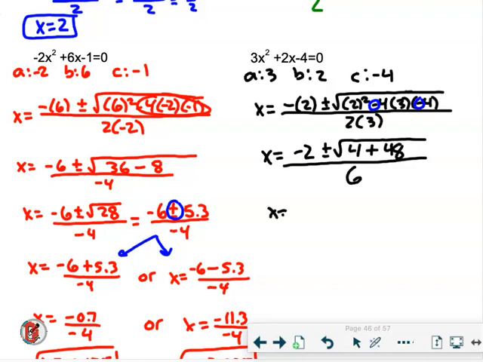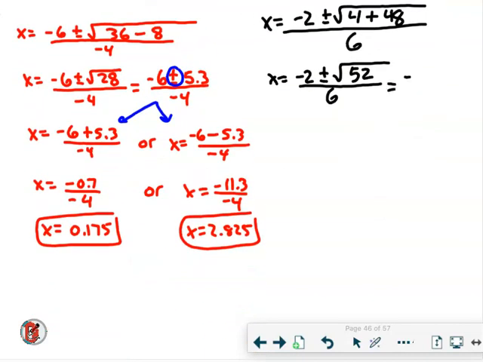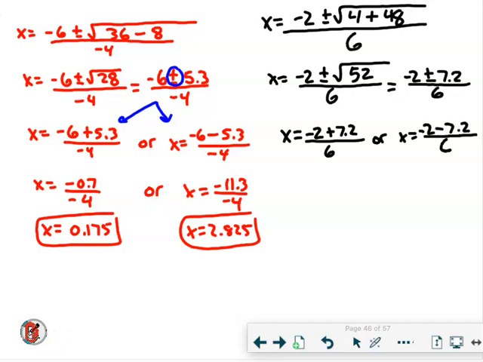Next step, x is equal to -2 plus or minus the square root of 52 over 6. 4 plus 48. Now, we'll just get a decimal for that, 52. When you do that, it should be just a little bit bigger than 7. So 7.2, just rounded to the nearest tenth. That's divided by 6. Now I'm at the point where I'm going to split up my plus or minus. My answer is either -2 plus 7.2 over 6, or it's x equals -2 minus 7.2 over 6, splitting those two up.